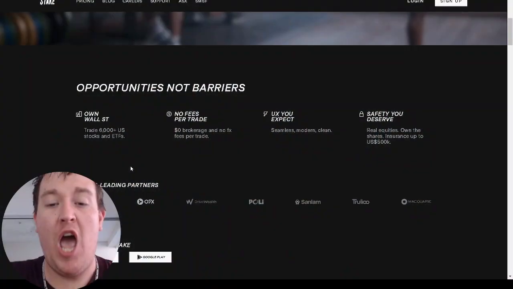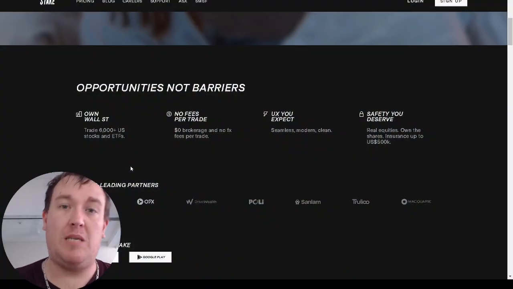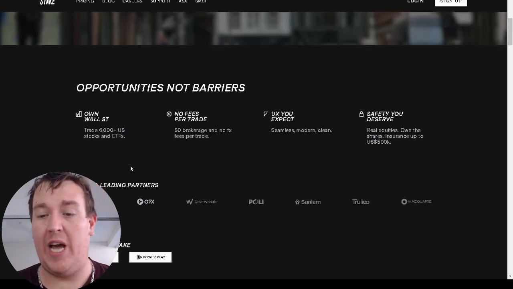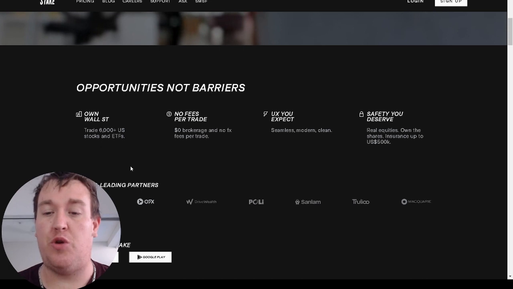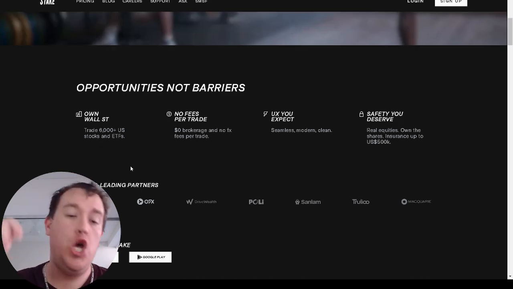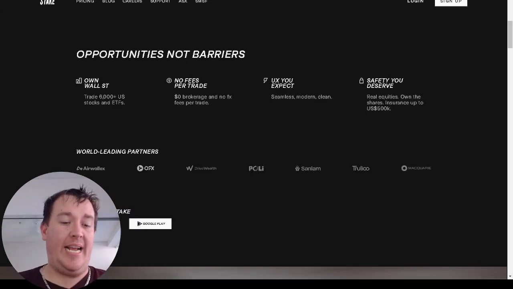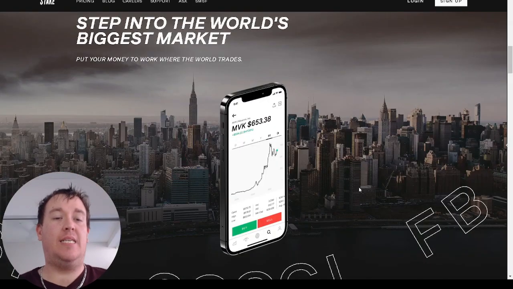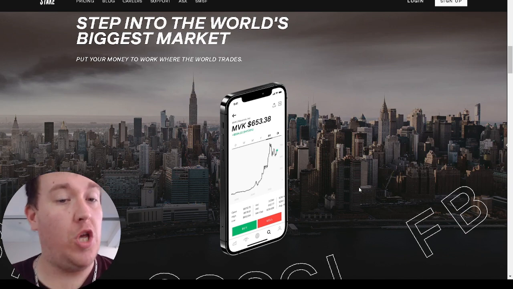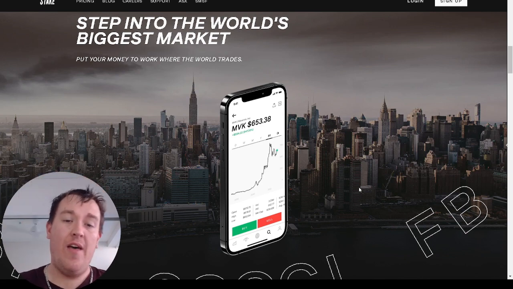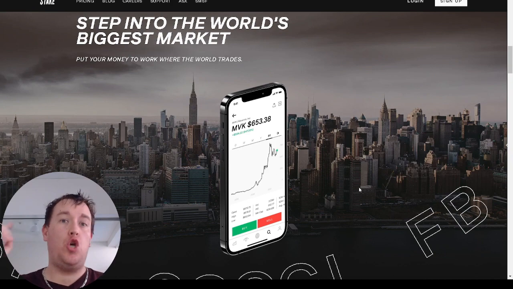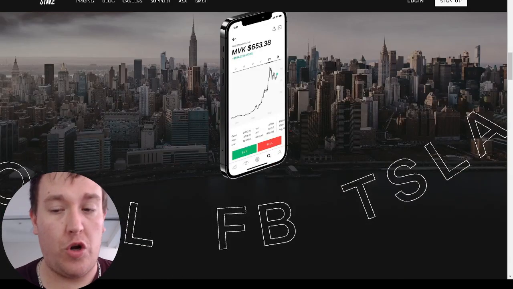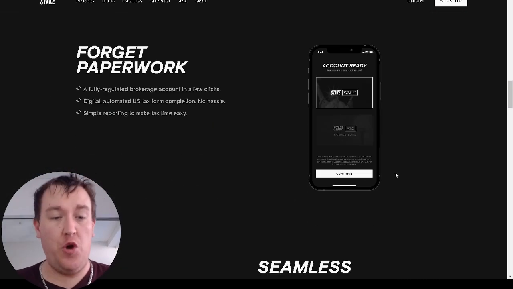Amazing UX you expect: seamless, modern, and clean. Safety you deserve: real equities, you own the share, with insurance up to $500,000. It is available on Apple and Android. We'll jump into that later. Step into the world's biggest market. Put your money to work where the world trades. The US of A, that is why I stick with it. It is the biggest, the baddest stocks. Let's come and have a look: Google, Facebook, Tesla, to mention a few.